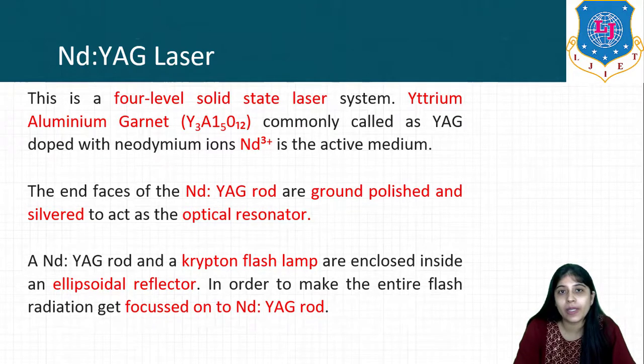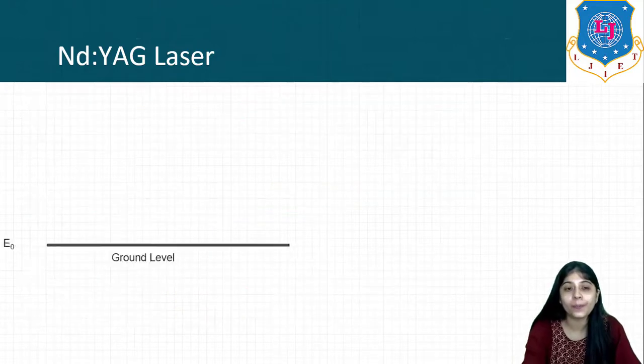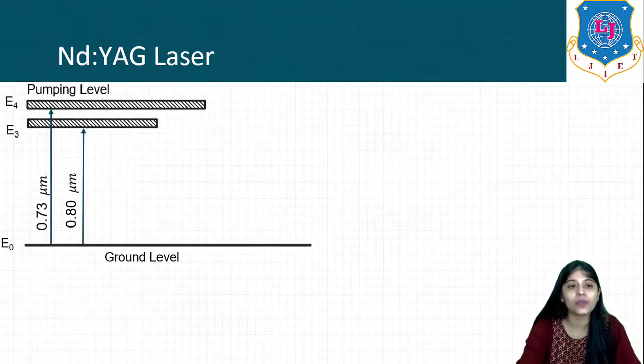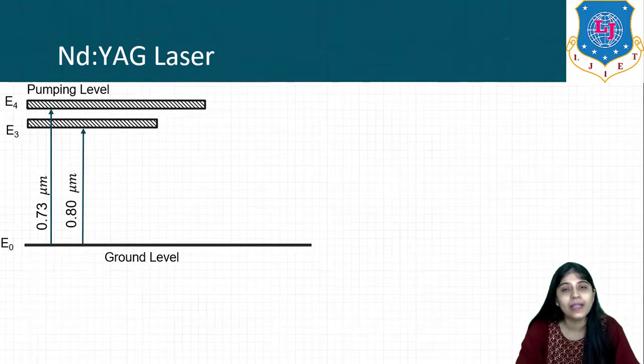Nd:YAG rod is placed on one of the focal axes of the ellipsoidal reflector, and the flash lamp is placed on the other focal axis of the reflector. Okay, so this is the basic construction. Now, to understand the working of the Nd:YAG laser, let us consider this energy level diagram.